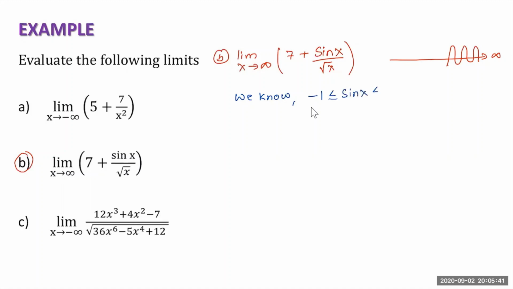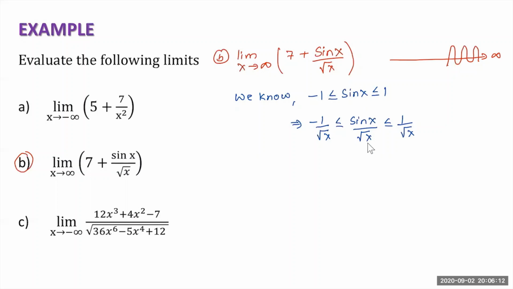Sine x is between -1 and +1. So from trigonometry, we know this one. But if you look at the expression here, we have sine x divided by square root of x. So now I'm going to divide throughout by square root of x. So this implies -1 over square root of x is less than or equal to sine x over square root of x, which is less than or equal to 1 over square root of x.